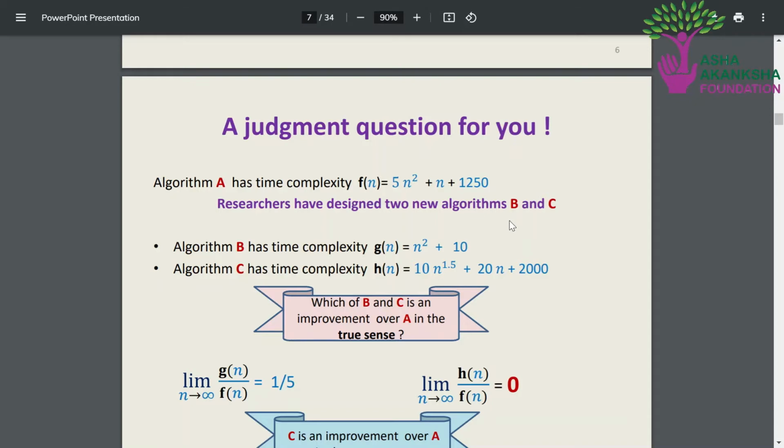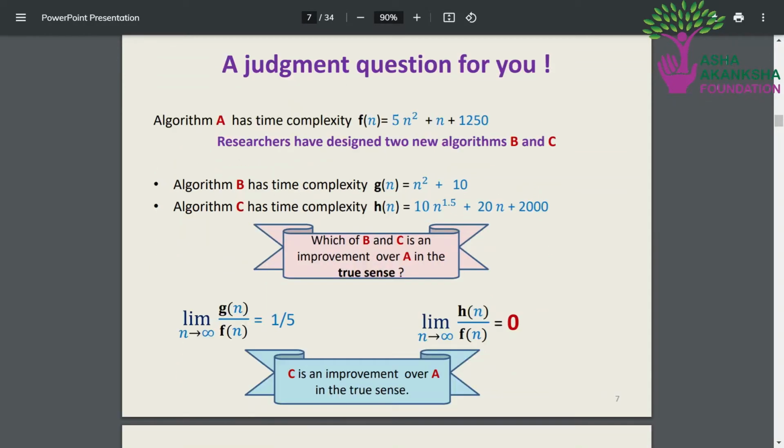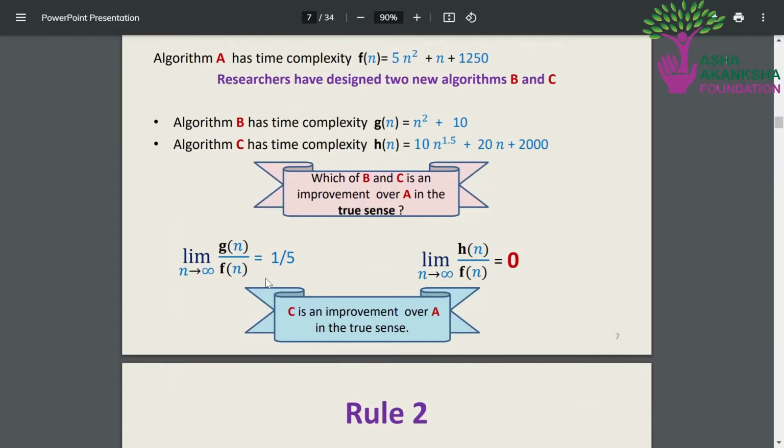As we know that time complexity is calculated for asymptotic values, like for very high values. So we can apply the limits and derivatives which we learned in 10th class to this question, and do asymptotic analysis of these equations. We can divide these two equations: if we are comparing algorithm B and algorithm A, we do the asymptotic analysis over here and we get 1 by 5, and doing the asymptotic analysis of algorithm C with algorithm A we get 0.